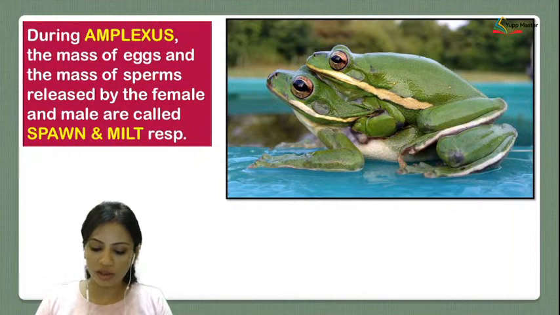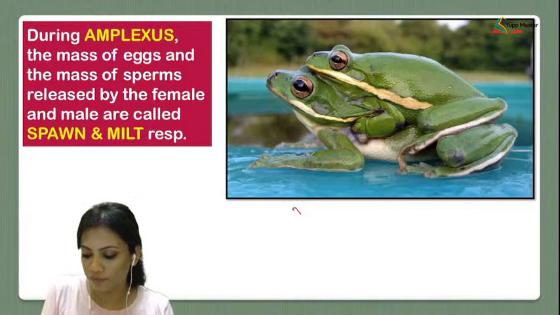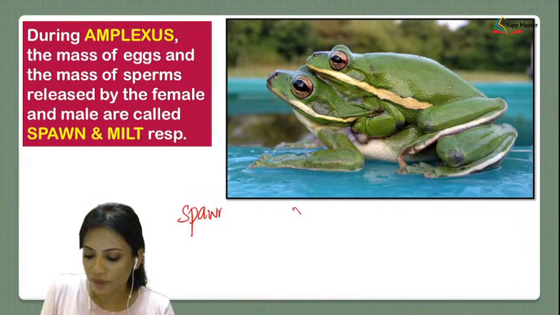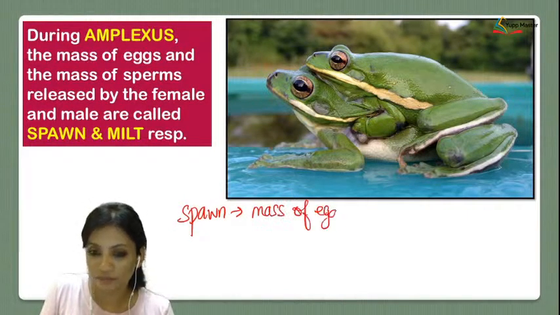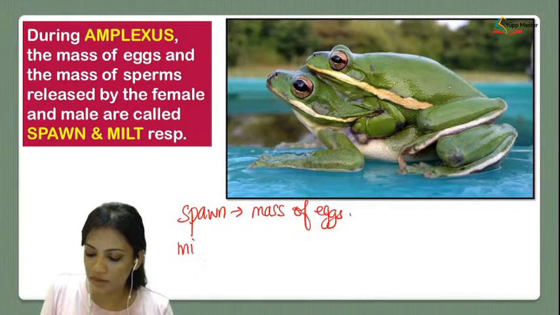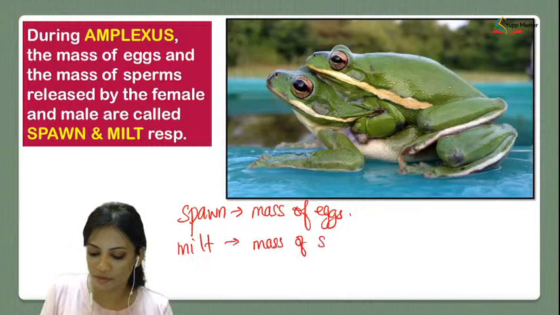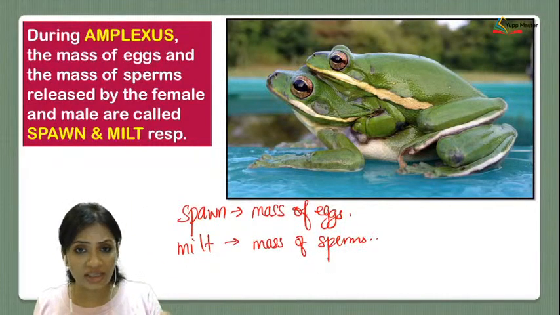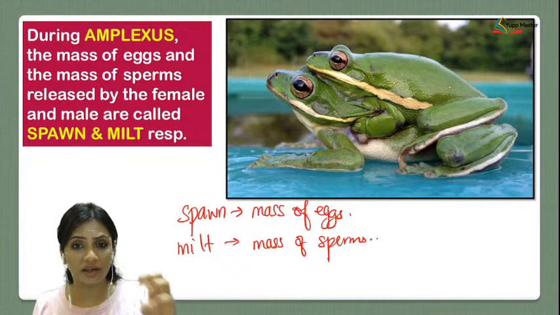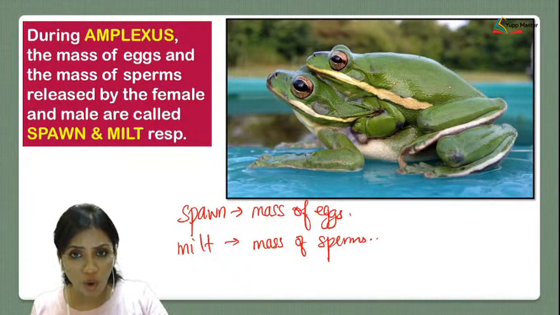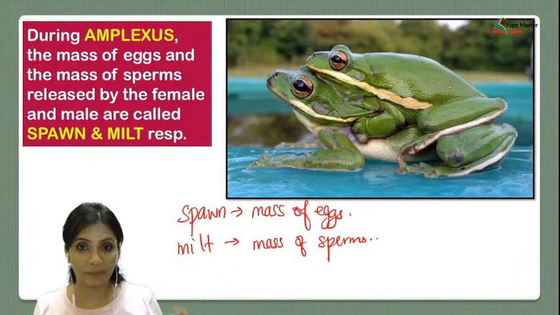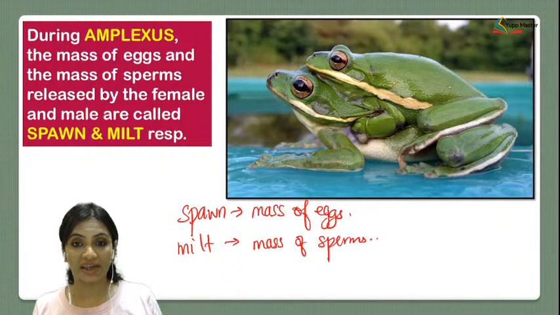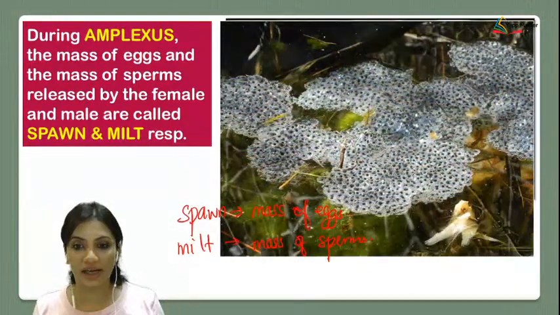Okay, so this word spawn is a mass of eggs, and the word milt is actually a mass of sperms. Okay, so both of these masses of eggs and sperms are released into the water, and in the water there will be fertilization taking place. So that's why we call it as external fertilization.